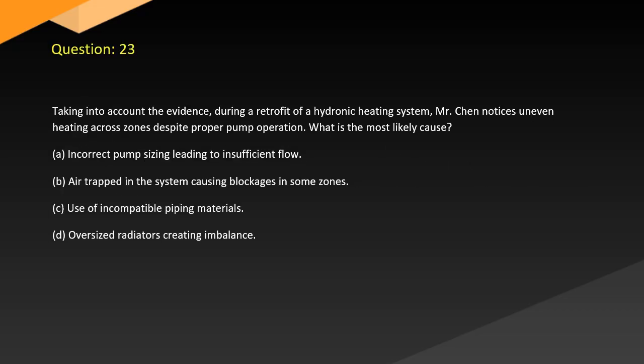Question 23. Taking into account the evidence during a retrofit of a hydronic heating system, Chen notices uneven heating across zones despite proper pump operation. What is the most likely cause? A. Incorrect pump sizing leading to insufficient flow. B. Air trapped in the system causing blockages in some zones. C. Use of incompatible piping materials. D. Oversized radiators creating imbalance.